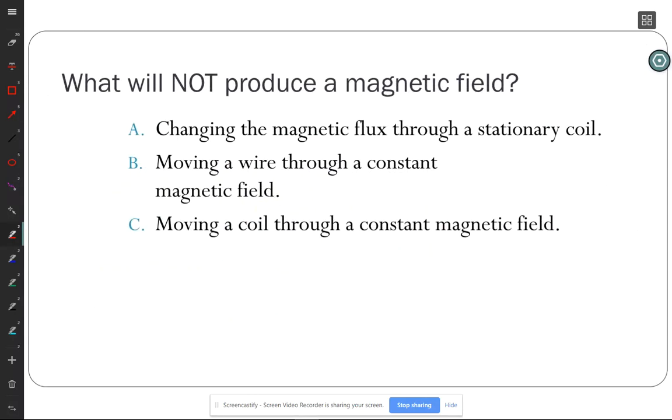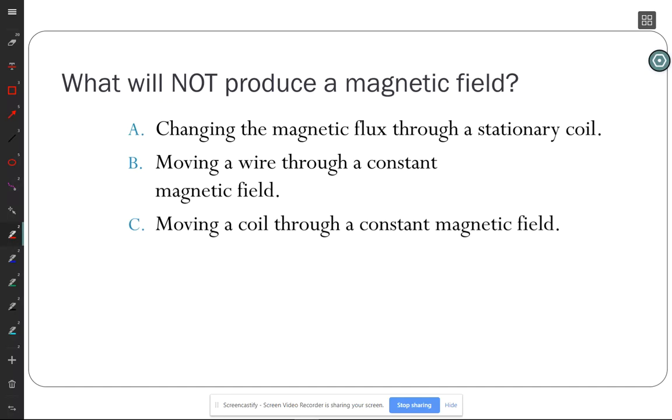What will not produce a magnetic field? So now notice it doesn't say an induced voltage, it says a magnetic field. Will changing the magnetic flux through a stationary coil induce a magnetic field? Yes. Yes is right. He answers like he's just boldly guessing, but you are right more than you're wrong. So I'm assuming there's some knowledge in the background.